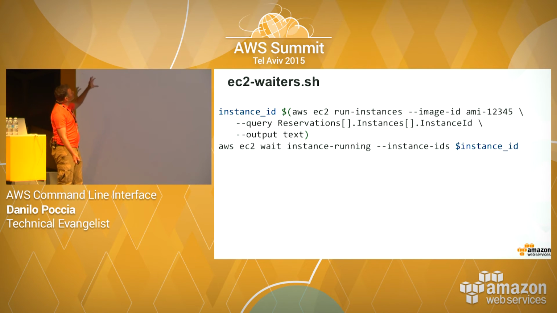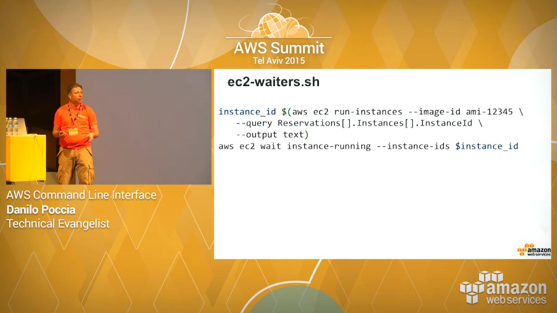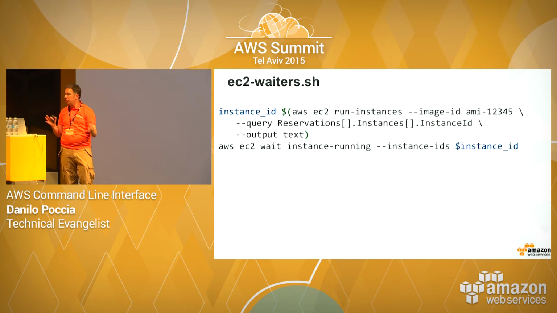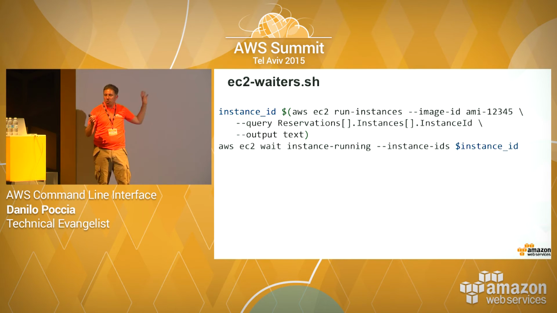This is the syntax that we introduced. The first step to launch the instance is exactly the same. Then we introduce the ec2 wait, what we call waiters, that will wait until the instance is running. So you pass one or possibly more instance IDs, can be one but can be more, and this second command, aws ec2 wait instance-running, will wait until all those instances go into the running state.